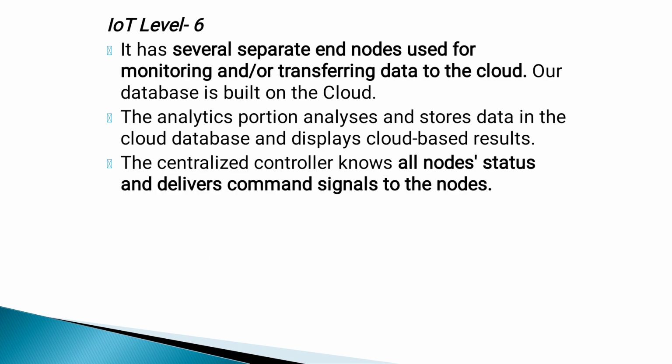Next one is the IoT level 6. It has several separate end nodes used for monitoring and transferring data to the cloud. The database is built on the cloud. The analytics portion analyzes and stores data in the cloud database and displays the cloud-based result. The centralized controller knows all node status and delivers the command signal to the nodes.